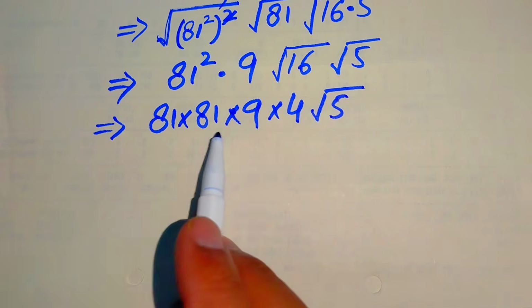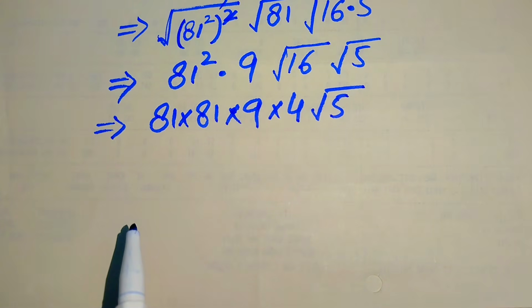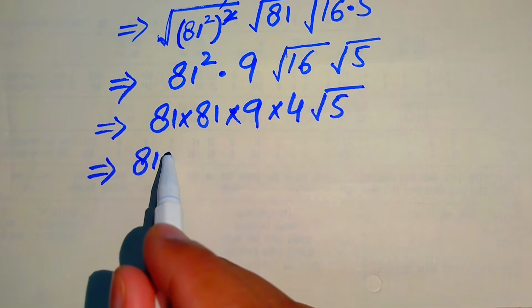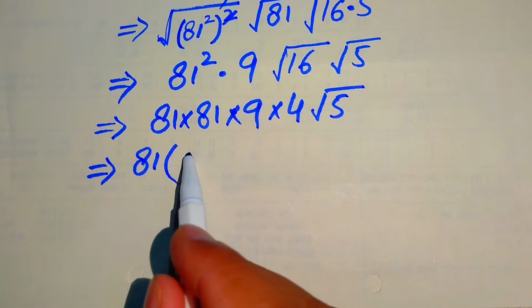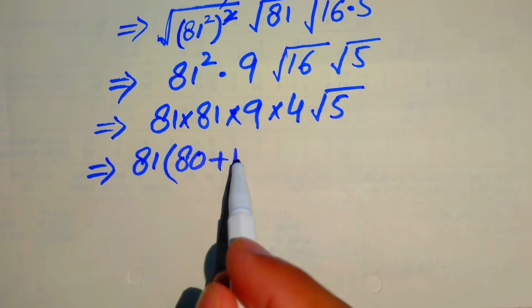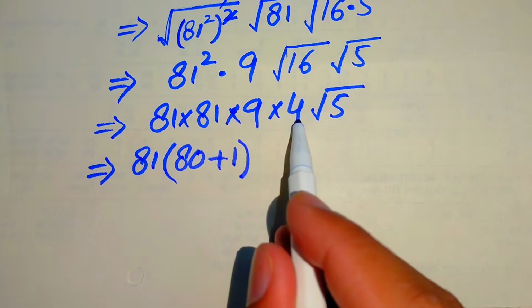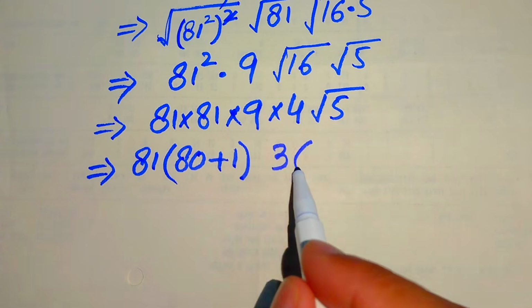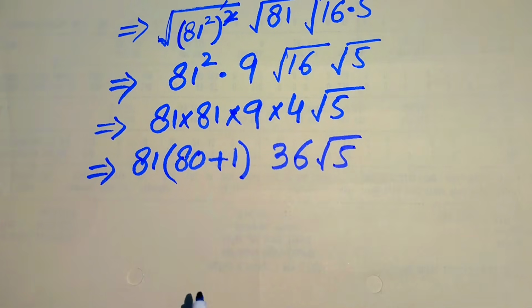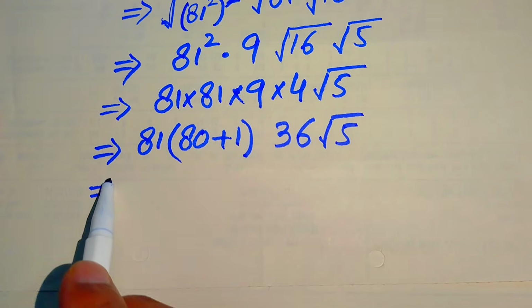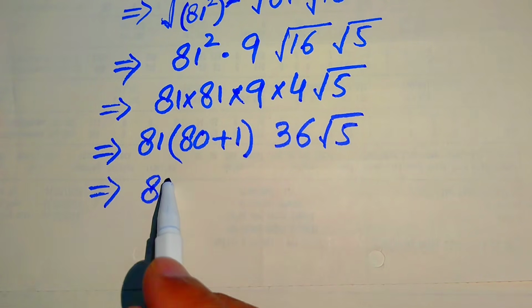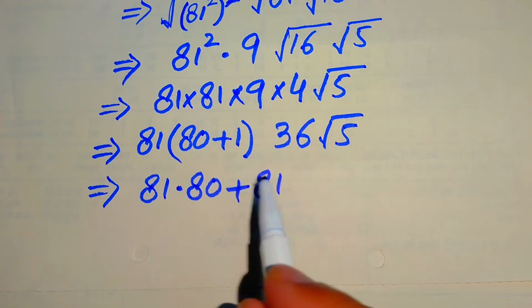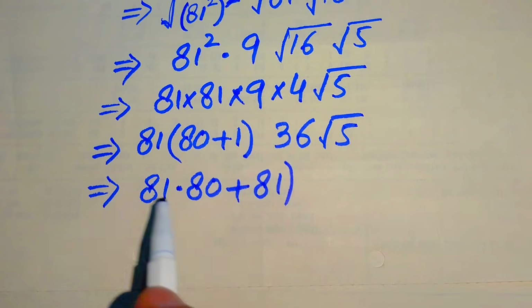Here we need to multiply all these bigger numbers without using the calculator. We first break this 81 as 81 times 81, and we write 81 as 80 plus 1, and here we multiply 9 times 4. We know that 9 times 4 becomes 36 times the square root of 5. Here we multiply 81 separately on both of these two values, and it becomes 81 multiplied by 80 plus 81 multiplied by 1, which becomes 81.